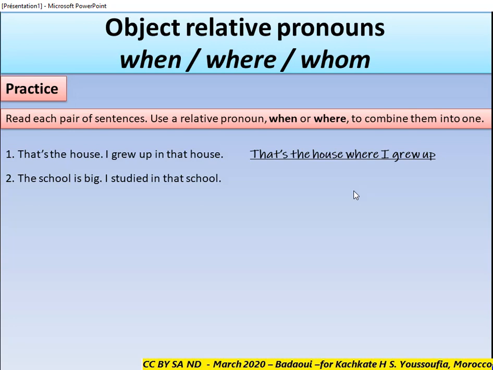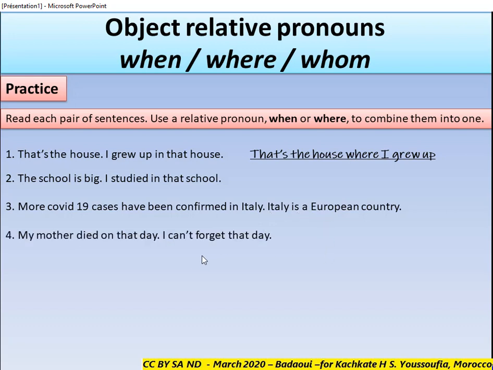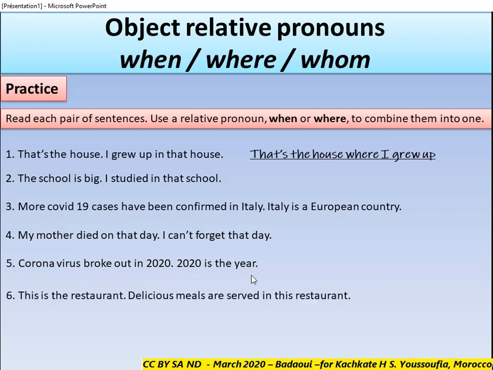So sentence number 2: the school is big. I studied in that school. Number 3: more COVID-19 cases have been confirmed in Italy. Italy is a European country. My mother died on that day. I can't forget that day. Coronavirus broke out in 2020. 2020 is the year. This is the restaurant. Delicious meals are served in this restaurant. And the last one: Yusufia is a small city. Most phosphate is treated in Yusufia.